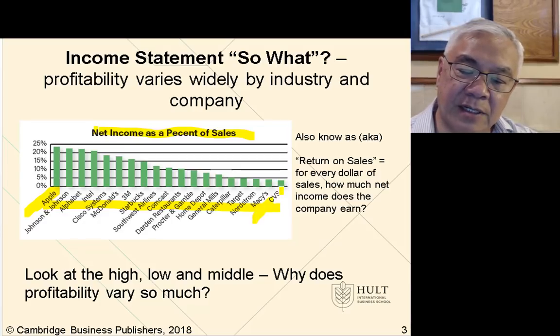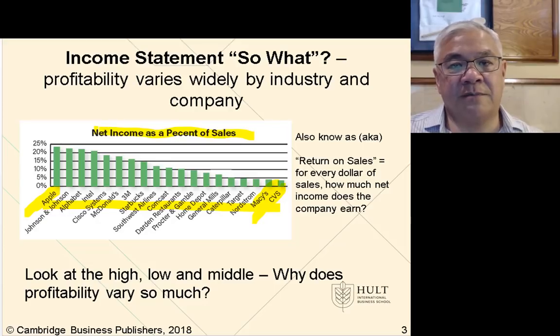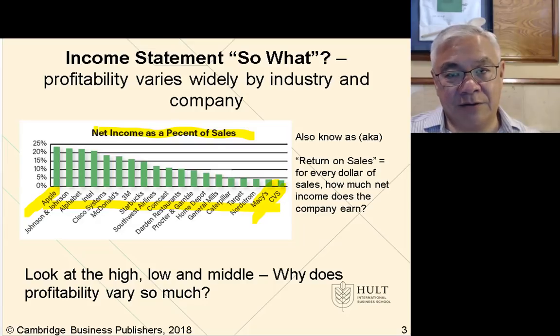Then we go to the other end of the spectrum. We have Macy's and CVS. These are retailers. Macy's is like Nordstrom's, a major department store chain. CVS is a pharmacy chain. They sell many things other than just prescription drugs, but these are retailers. So Apple selling $1 is going to make a lot more money than CVS or Macy's trying to sell in a retail business, just higher cost to do business in retail. Net income as a percent of sales, another example of a ratio analysis, tells us a lot about a company.